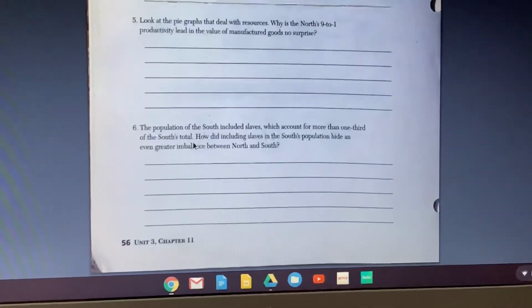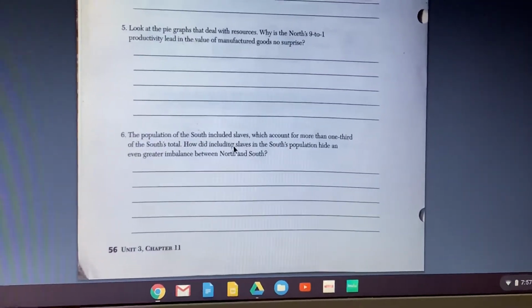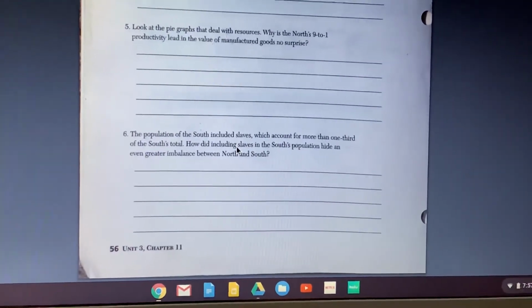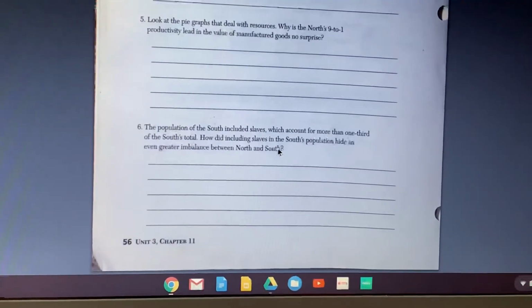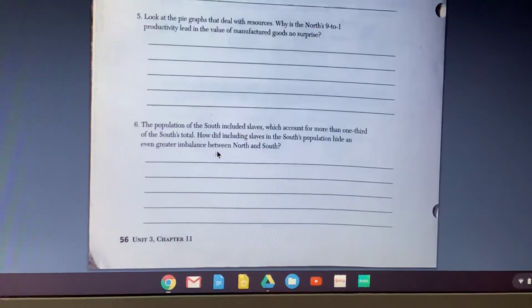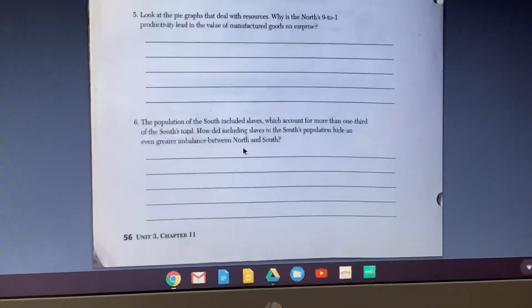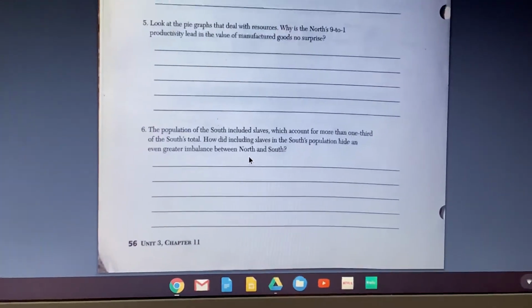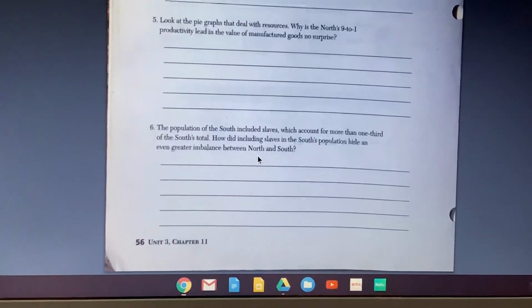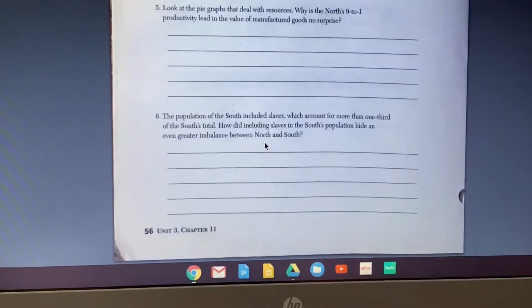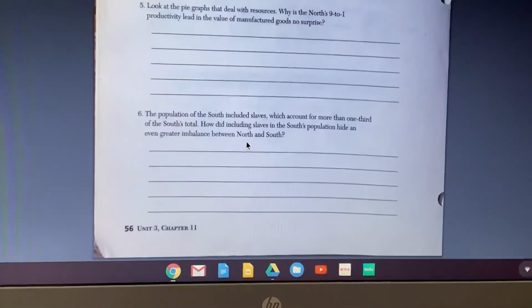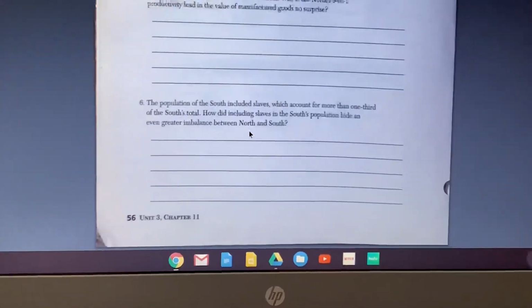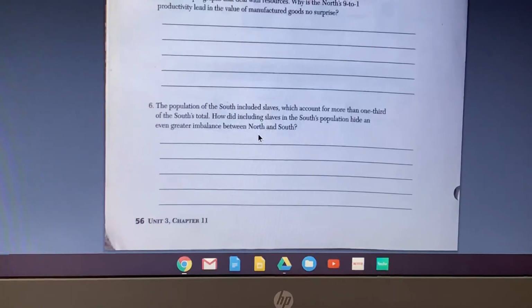Number 6, the population of the South includes slaves, which account for more than 1/3 of the South's total population. How did including slaves in the South population hide an even greater imbalance between North and South? So it's basically asking you, look, 33% of the South population is slaves. How does that create an imbalance for the South? How is that a disadvantage for the South? Think about how the slaves would react to the South fighting this war.